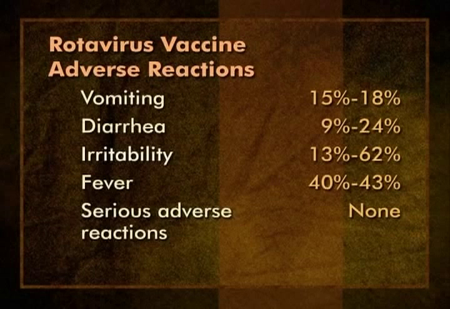A variety of other adverse reactions were reported during the 7 or 8 days after rotavirus vaccination in the clinical trials, including vomiting in 15% to 18%, diarrhea in 9% to 24%, irritability in 13% to 62%, and fever in 40% to 43%. However, the rate of these symptoms in vaccinated children was similar to the rate in unvaccinated children. No serious adverse reactions attributable to rotavirus vaccine have been reported.